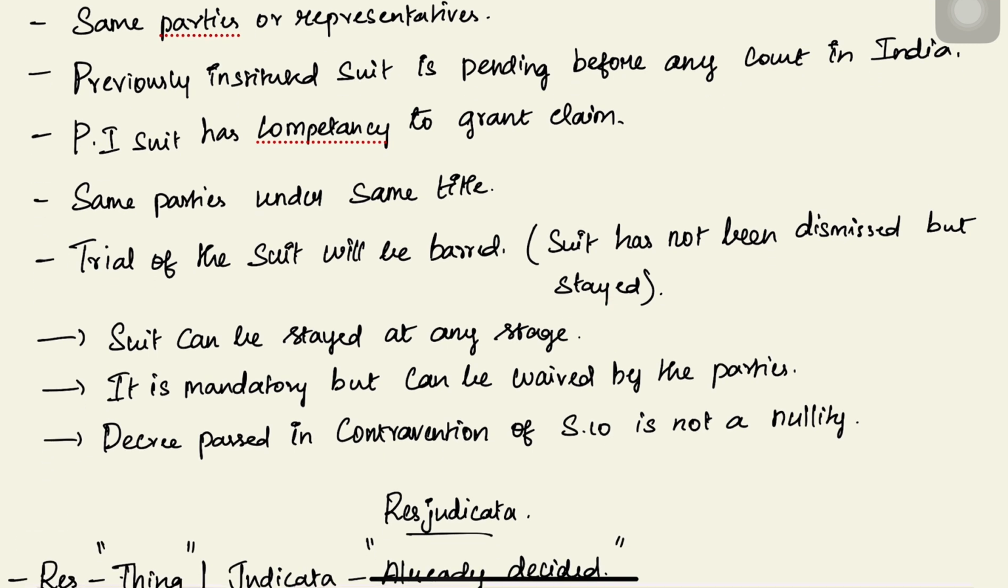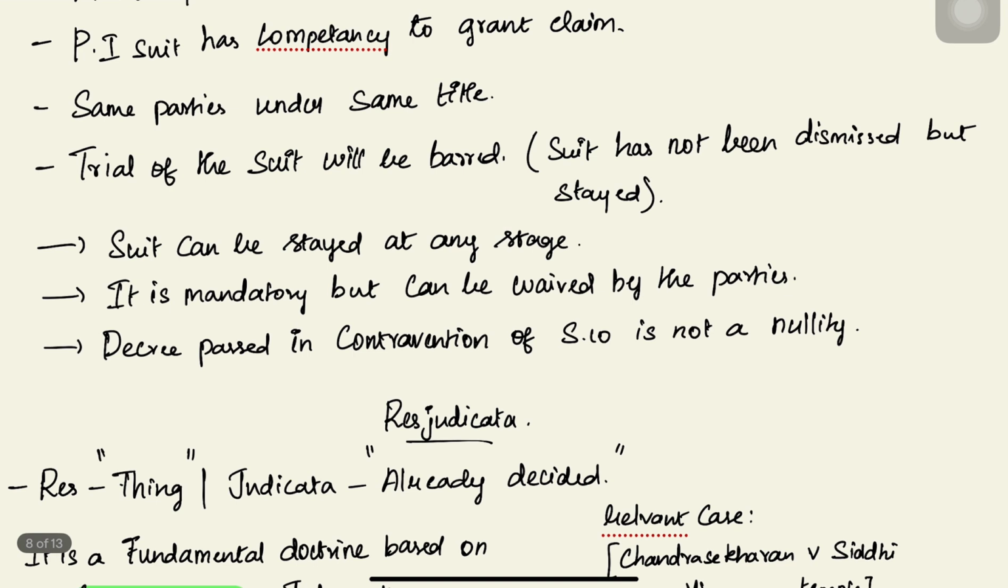And that is one of the points with which we can make a distinction between res judicata and res subjudice. So a suit can be stayed at any stage. Checking for res subjudice is mandatory, but it can be waived by the parties. The other party may not contest res subjudice, or it can even waive its rights, and the court may still proceed not to stay the suit, and it can proceed with a trial even in that case. So generally, we should know that it is mandatory, but it can be waived by the parties.